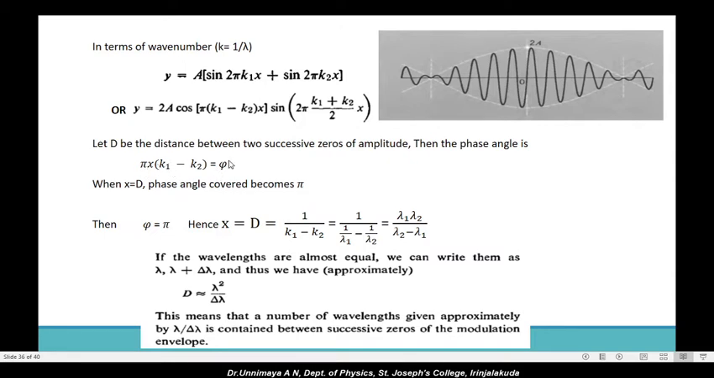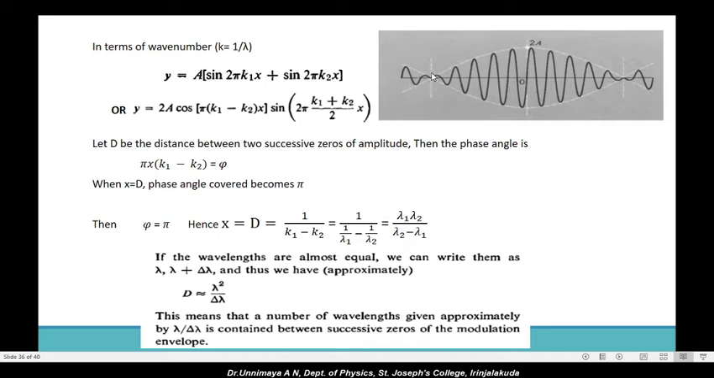At x is equal to d, this pi and this pi get cancelled. Then x is equal to 1 by k1 minus k2. At x is equal to d, x can be written as d. Then d is equal to 1 by k1 minus k2, what is k1? 1 by lambda 1, and k2 is 1 by lambda 2. Rearranging, we get lambda 1 lambda 2 by lambda 2 minus lambda 1.